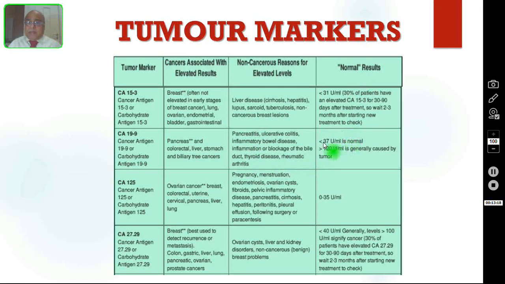So the normal value is always less than 37 units per ml. If it is more than 120 units per ml, generally this is by the tumor.